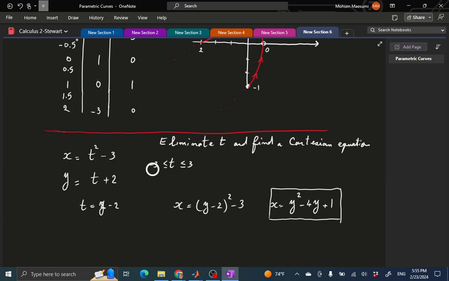So what are we going to do with the limits on t? Well, at t equal to -3, if I put t equal to -3 here, I get x is equal to 6 and y is equal to -1. At t is equal to +3, x becomes, again it becomes 6, and now y has become 5. So this is going to be the start, and this is going to be the end.